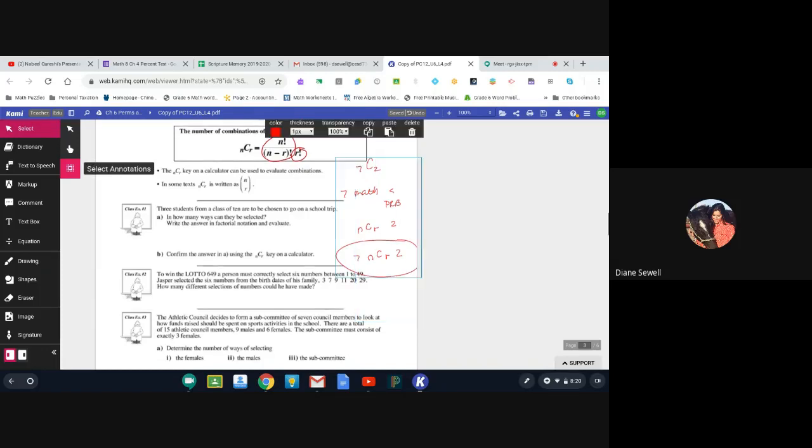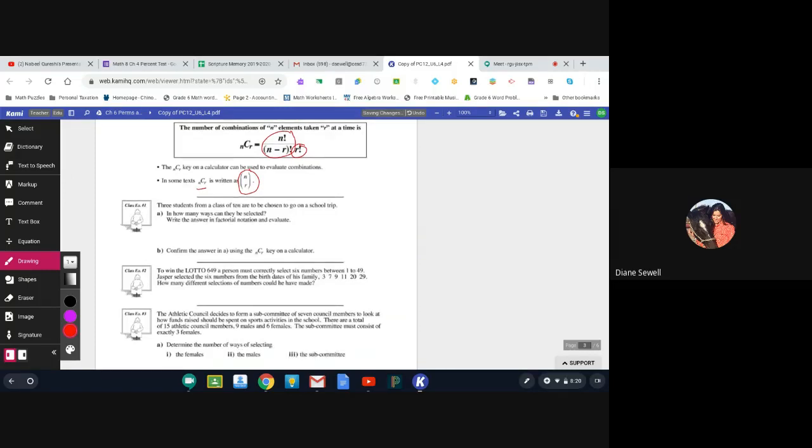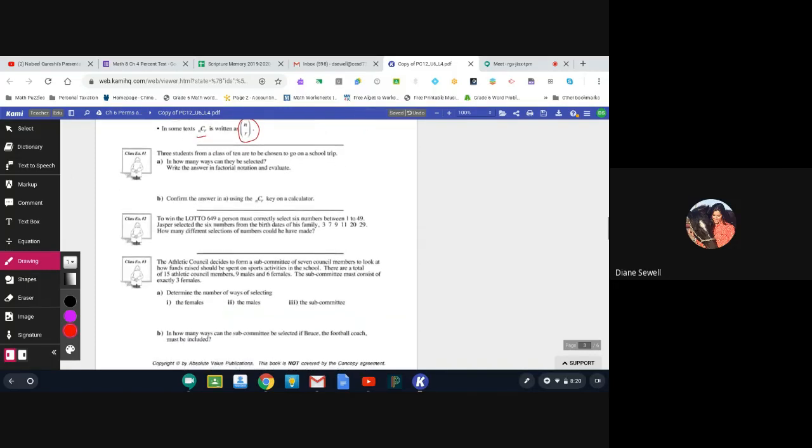So there's another notation that you need to know, and that is that it can be written with big parentheses, and there's no line in between, so it's not a fraction, but that notation is also the same as saying it's a combination. We'll hang on to that note.